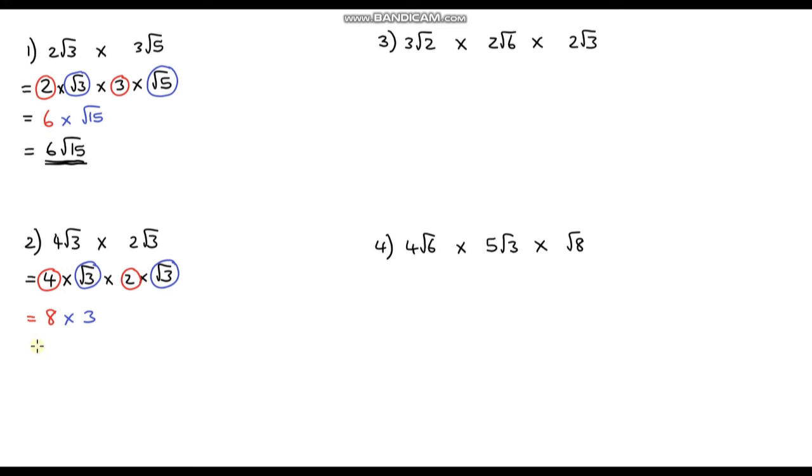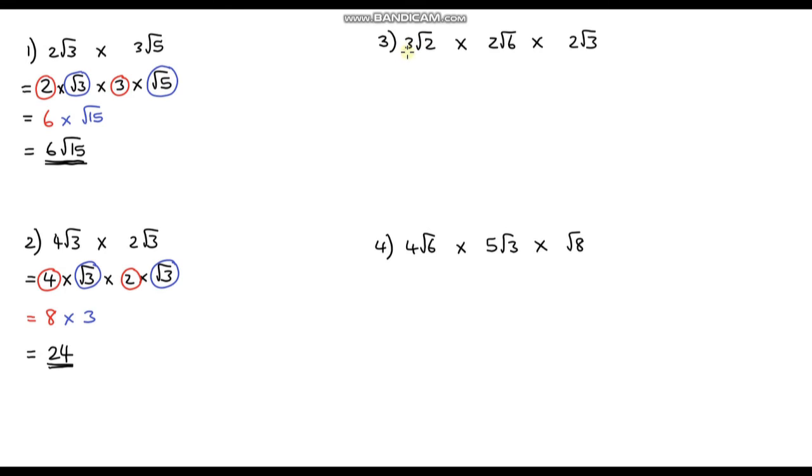So we have 8 multiplied by 3. And lo and behold, that gives us a nice integer answer. 8 times 3 is 24. So remember, your answer won't always include a surd. It can be a whole number. Okay, we're starting to get onto the slightly trickier questions now.